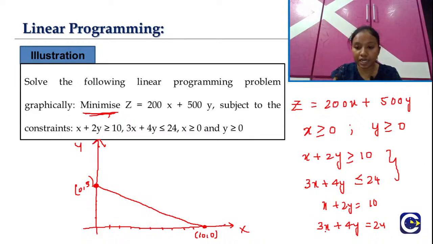So let's go for the next one. Let's take x equal to 0 here. That means y will be 6. So somewhere here, 0, 6. Similarly, take y equal to 0. That will be 8. x will be 8. That means here, so 8, 0.